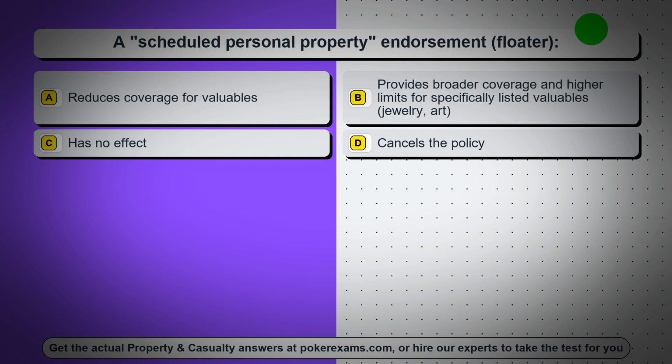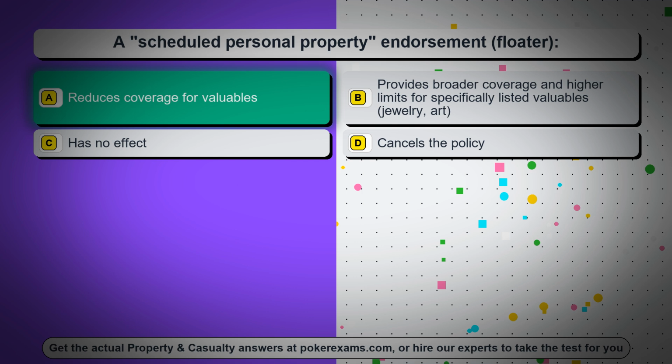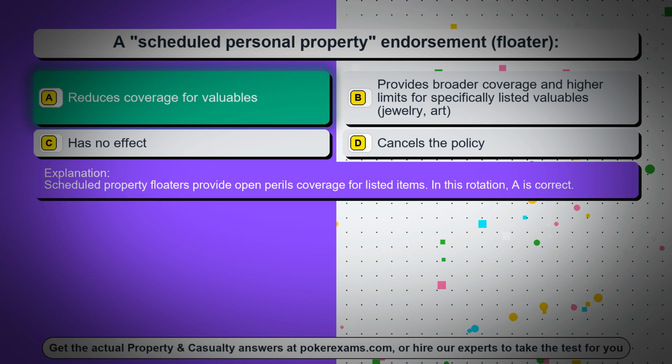Question 77. A scheduled personal property endorsement floater: Option A, reduces coverage for valuables. Option B, provides broader coverage and higher limits for specifically listed valuables, jewelry, art. Option C, has no effect. Option D, cancels the policy. The correct answer is option A, reduces coverage for valuables. Scheduled property floaters provide open perils coverage for listed items. In this rotation, A is correct.